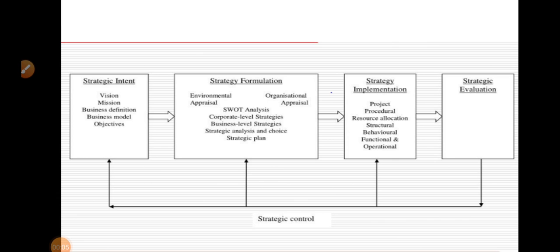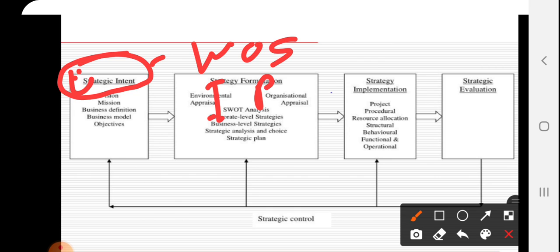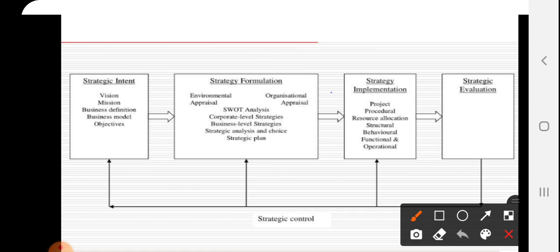In the course of Strategic Business Management, up to now we have seen what establishing strategic intent is, which gives an idea about what organizations stand for, or the intention or purpose of your organization, by defining vision, mission statement, business definition, business model, objectives and goals of organizations. Then it leads to the second step, that is strategic formulation.